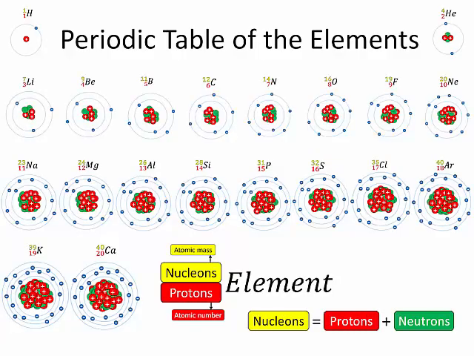Here I've arranged those pictures that we've just seen in the order that the periodic table puts them. Why don't you look at this and see if you can see some patterns?